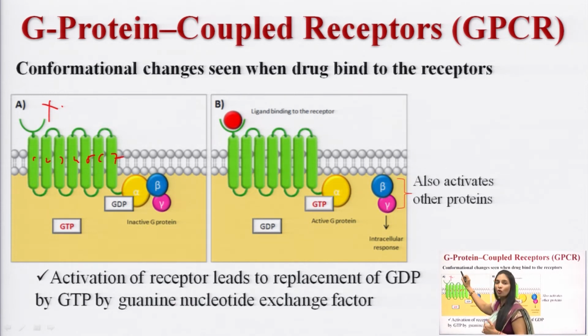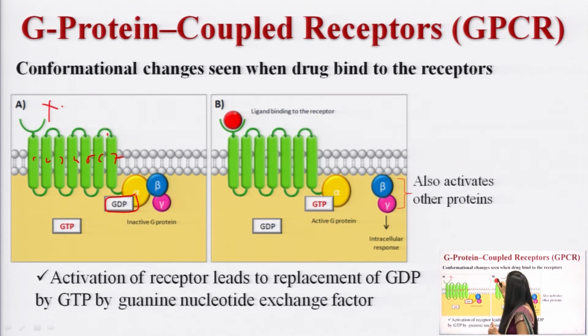Okay, if there is no receptor occupied by the drug, see in this picture there is no drug. If there is no drug bound to its receptor, then the G protein will be coupled with the GDP. The G protein alpha, beta, gamma will be attached with the GDP, right. If there is no drug bound to the G protein coupled receptor, the alpha, beta and gamma subunits will be bound with the GDP.